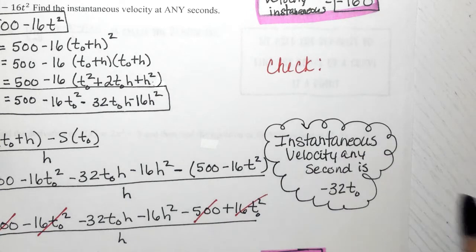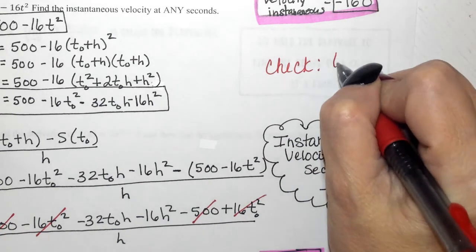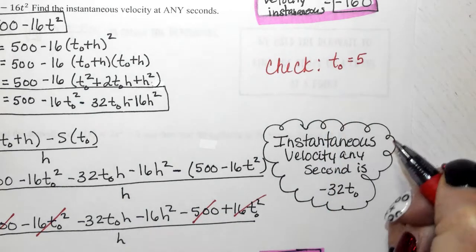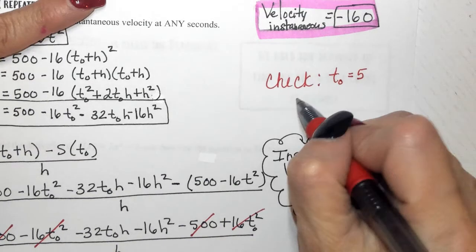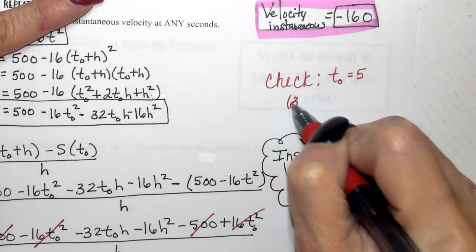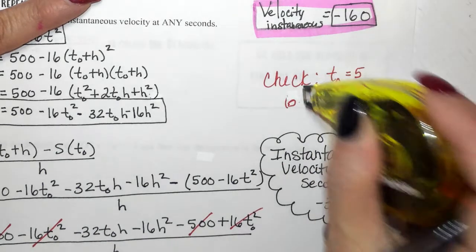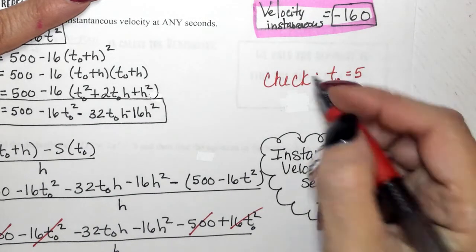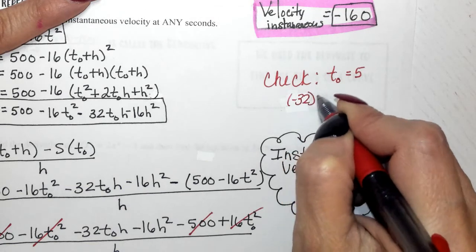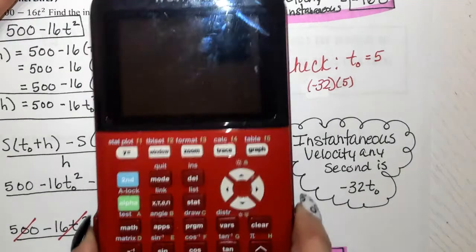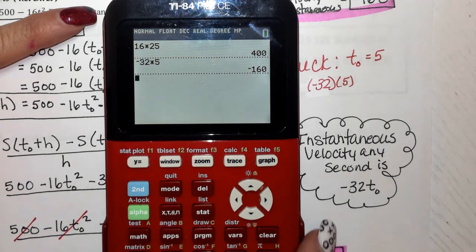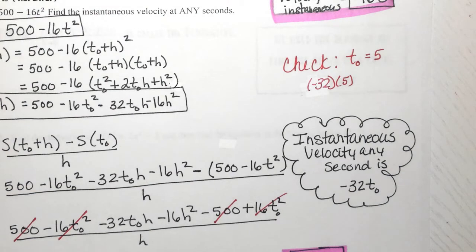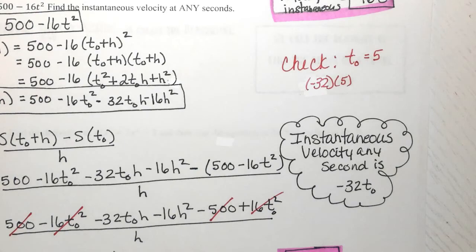Now we're going to check it. We want to check what if we do at 5 seconds, right? Because we got negative 160. Let's check it. What is negative 32 times 5? Negative 32 times 5. Bam! Negative 160. And it worked. Instantaneous velocity at any point. Yeah, it's pretty awesome how that works.